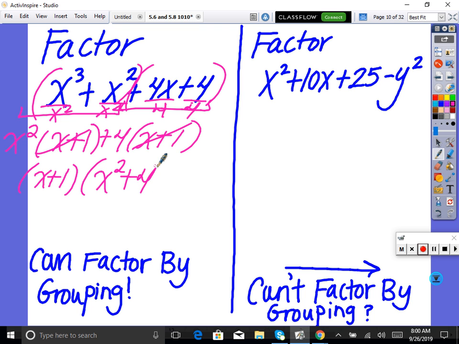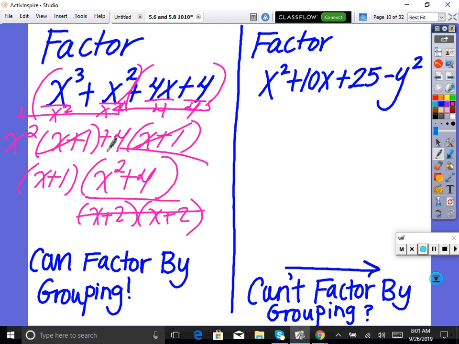You better check your final answer. Does this factor more? Yes? Okay, what does it factor to be then? X plus 2. X plus 2 again? No, that would be a middle term. There's no middle term. So no, what does it factor to be? X squared plus 4 doesn't factor, right? Adding two perfect squares. Does everybody see? That would be your answer.